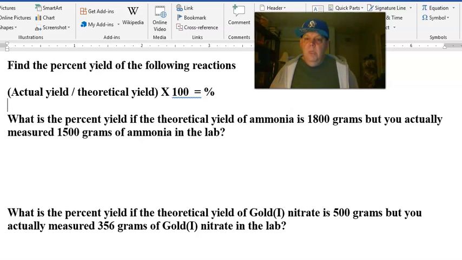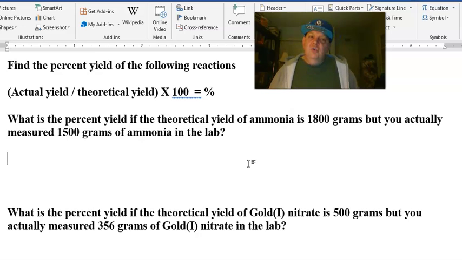Okay, so let's look at this problem here. What is the percent yield if the theoretical yield of ammonia is 1,800 grams, but you actually measured 1,500 grams of ammonia in the lab? Now, you're still going to need a calculator, but here's a trick you can do. You could write this down. In fact, I'd prefer that you write it.